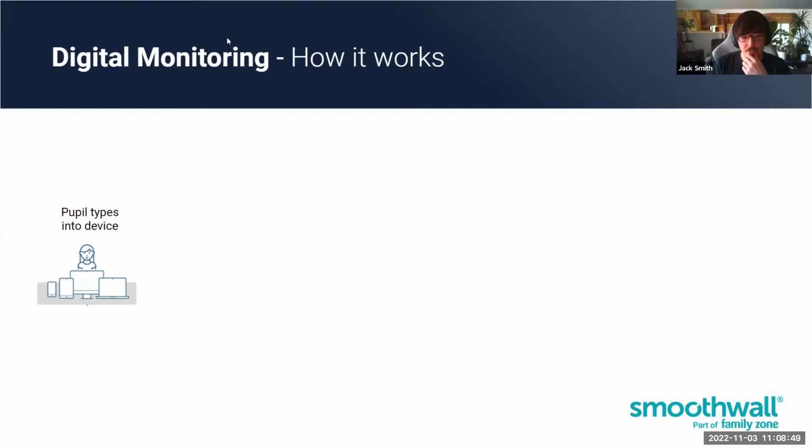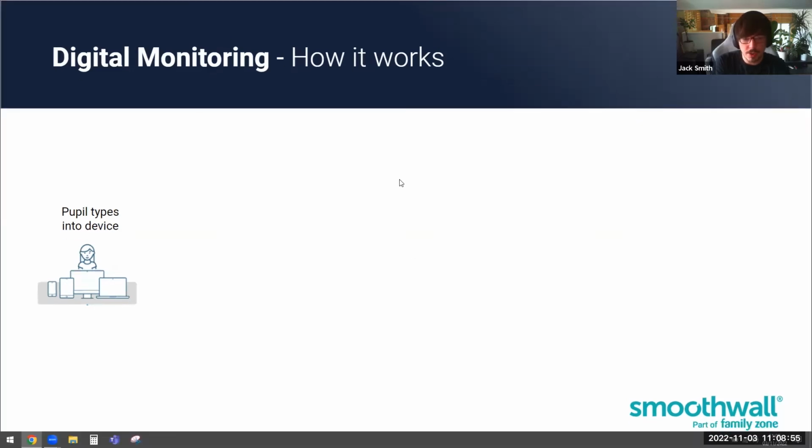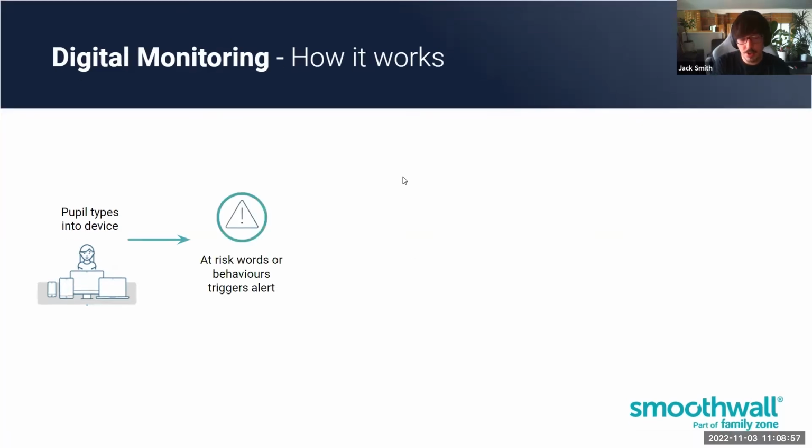Once something has been typed into that device, the next thing that we can see, if you can just give it a click, Sean, is that the words or phrases will trigger an alert. And that will get sucked up into our AI system, and it'll be a combination of what the student has typed and the screenshot as well.